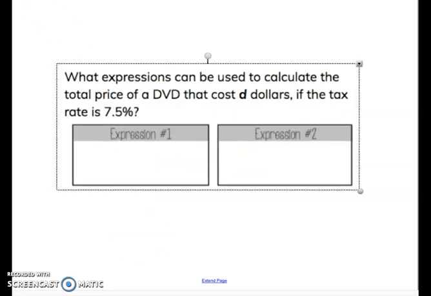So take a minute and try this on your own. It's very similar to what we just did. What expressions can be used to calculate the total price of a DVD that costs $D if the tax rate is 7.5%?